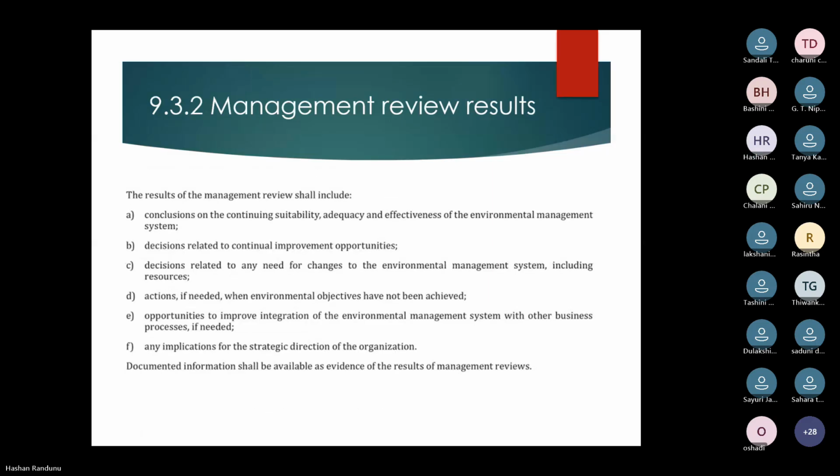Right. So then the results of the management review shall include conclusions on the continuing suitability, adequacy, and effectiveness of the environmental management system, decisions related to continual improvement opportunities, decisions related to any need for change to the environmental management system, including resources, actions if needed when environmental objectives have not been achieved, opportunities to improve integration of the environmental management system with other business processes if needed, and any implications for the strategic direction of the organization. Documented information shall be available as evidence of the results of the management review.